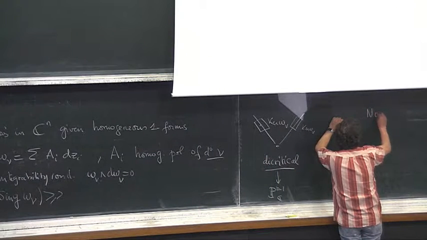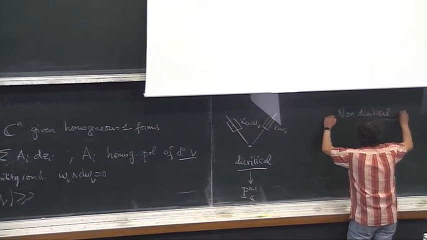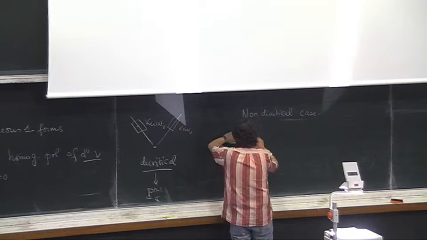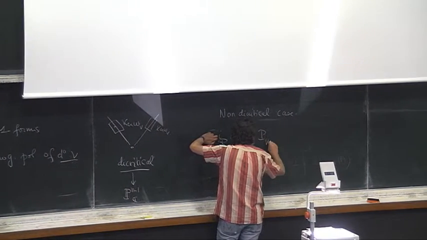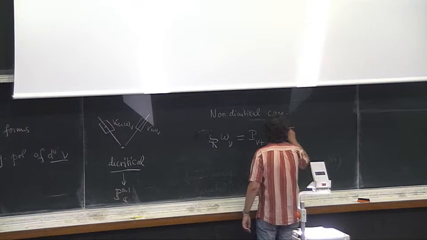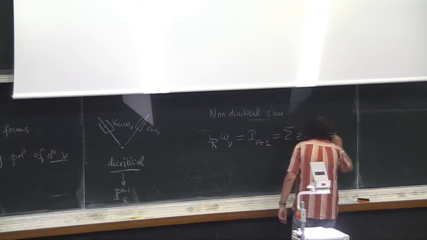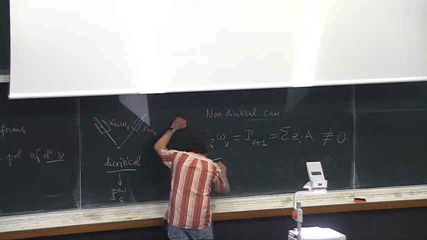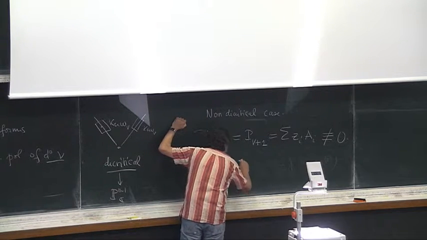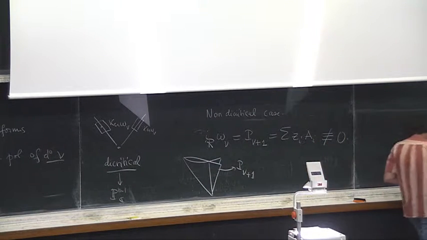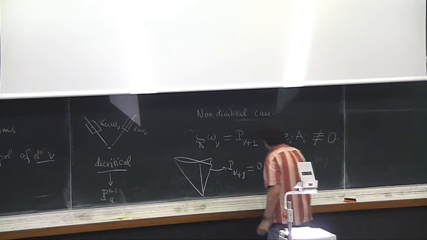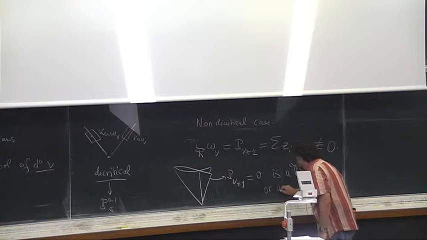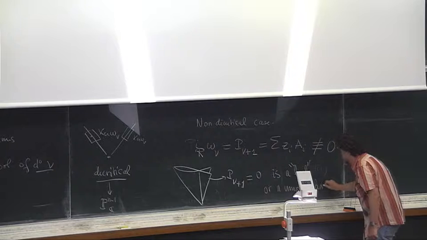And the non-dicritical case is the case when the polynomial, the interior product by the radial vector field, I denote by P nu plus 1. This is this polynomial, and I suppose that this polynomial is not identically zero. If you take the zeros of the polynomial in nu plus 1, this zero is, in fact, a leaf, or a union of leaves and singularities.